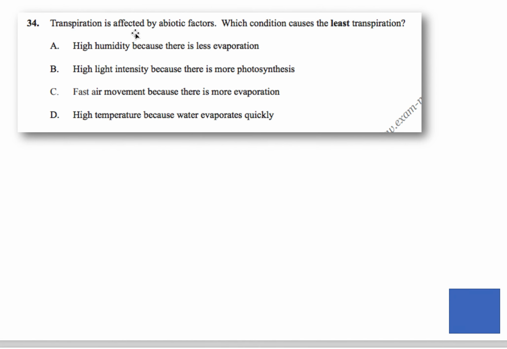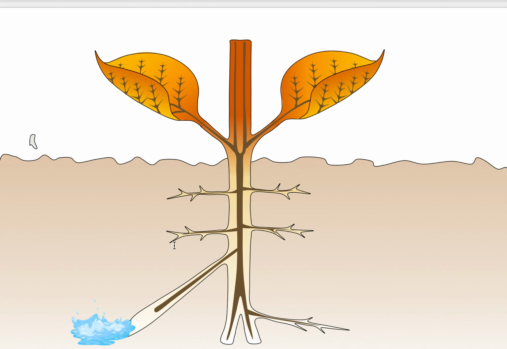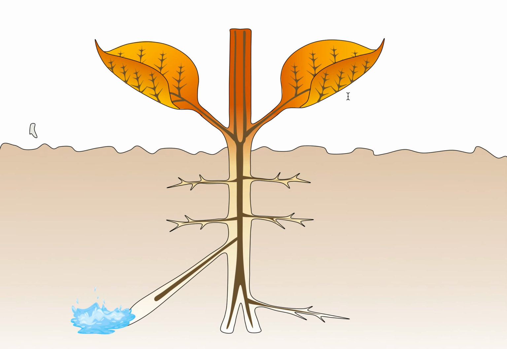Transpiration is affected by abiotic factors. Which condition causes the least, keyword least, transpiration? So a key word is transpiration. What is transpiration? If we come back to this image, you know how water is taken up by the xylem and transported to leaves. Transpiration is essentially the word to describe sweating in plants. So eventually when this water is transported up by the xylem to the leaves, some of it will get sweated out, just like it happens in humans, right? We drink water, but some of it we sweat out.